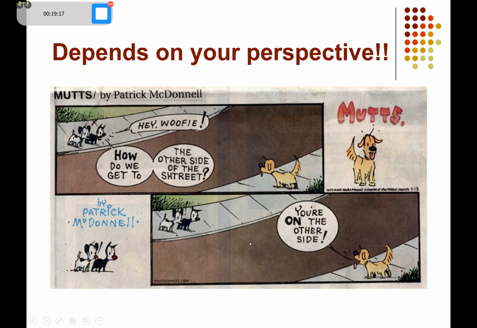I quite like this cartoon as well. I'm not going to read it out to you, I'll let you read it. But I think it does demonstrate that point as well about perspective.